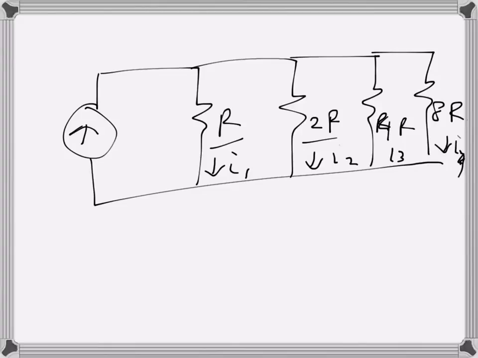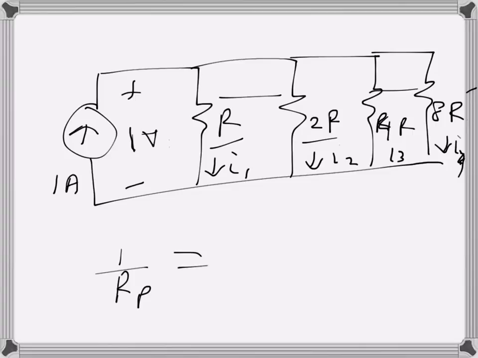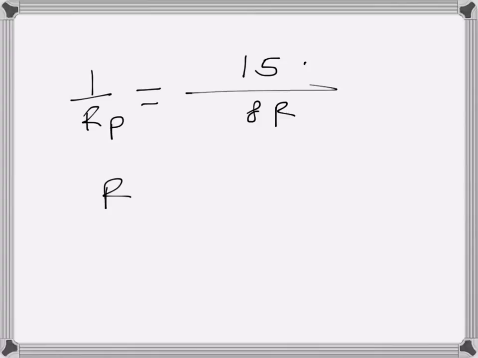Once we have that, we can say the parallel combination of this one, this is 1 milliampere and this is 1 volt. The parallel combination of these 4 resistances will be, let's say Rp, 1 over Rp will be 1 over R plus 1 over 2R plus 1 over 4R plus 1 over 8R. Once we do that, we get 1 over Rp as 15 over 8R. So Rp will be 8R over 15. That's the equivalent resistance.